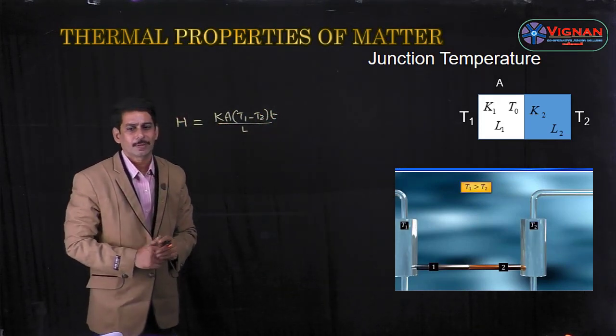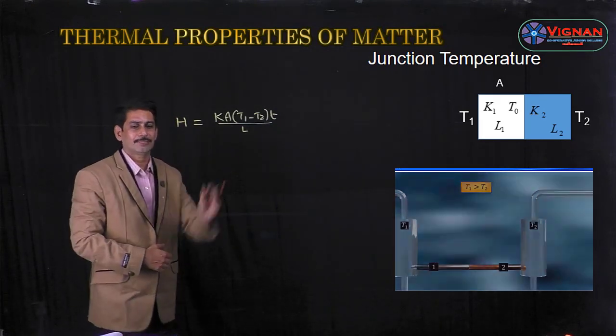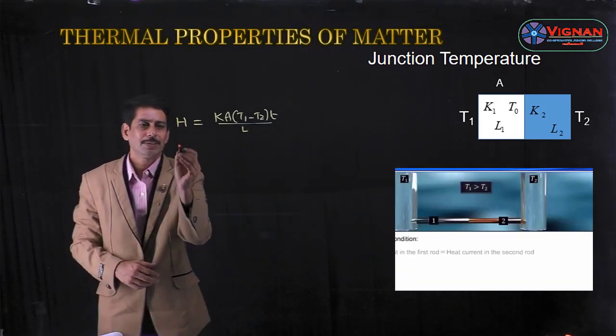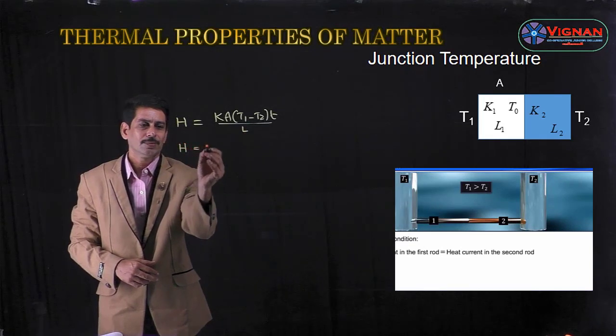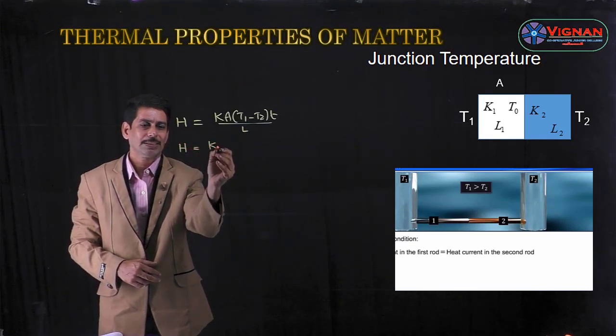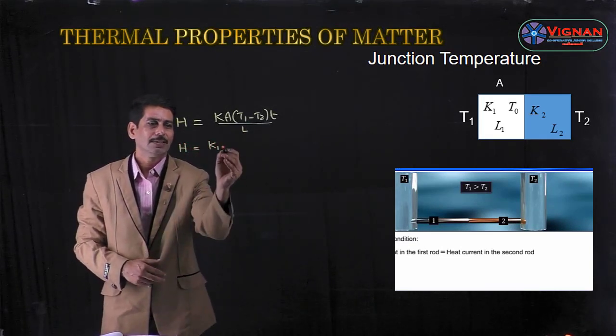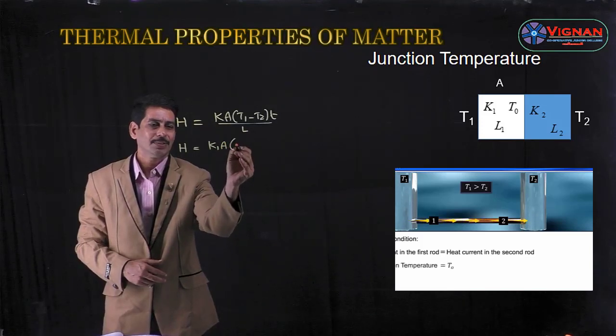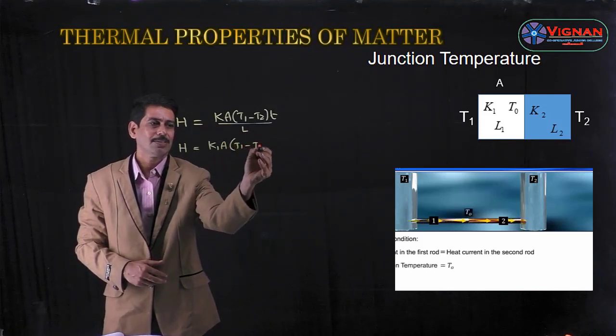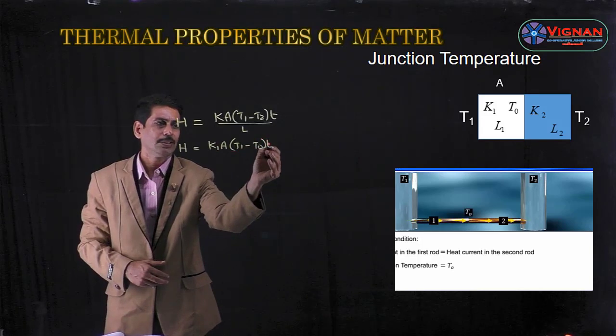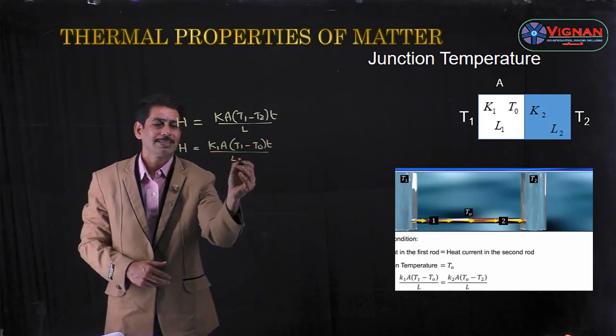This is the expression for the amount of heat energy flowing in the time T seconds. Now apply this equation for the first rod. Then it becomes H is equal to, for the first conductor the thermal conductivity is K1 and the area is A, whereas the temperature difference is T1 minus T0 into T by length L1.